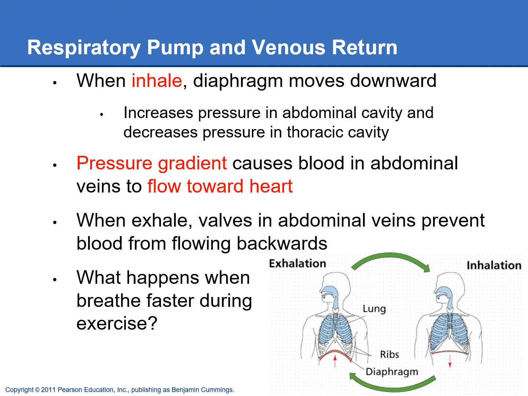When you exhale and the diaphragm comes back up, the pressure in the abdomen will decrease and the pressure in the chest increases. But there's valves in the abdominal veins which will prevent the blood from flowing backwards. So what happens when you breathe faster during exercise is you're going to increase the venous pressure, and that'll increase venous return to the heart, which will increase stroke volume, cardiac output, and MAP.